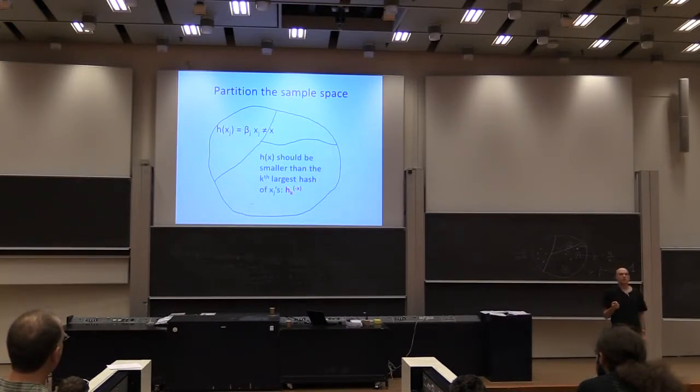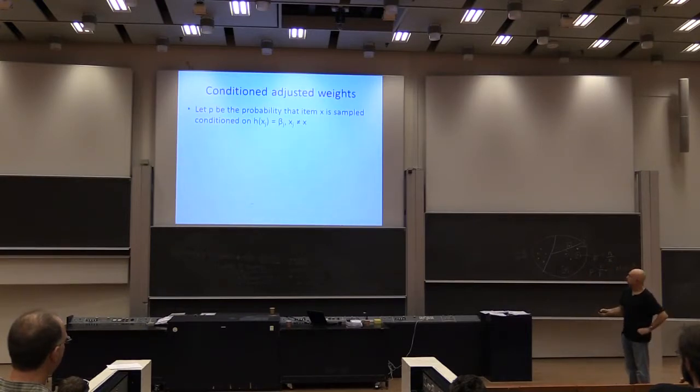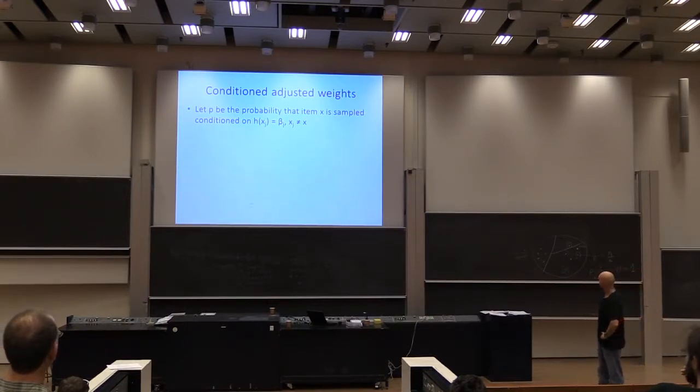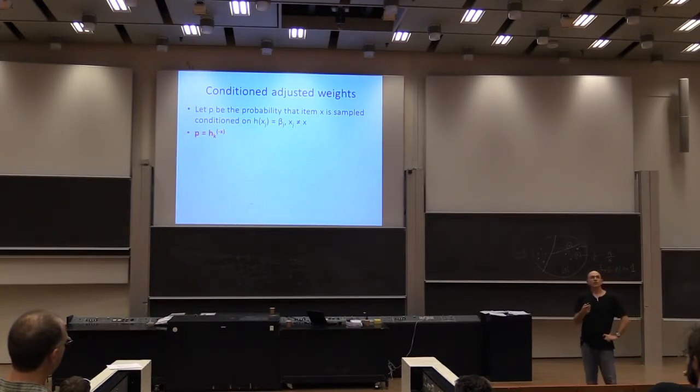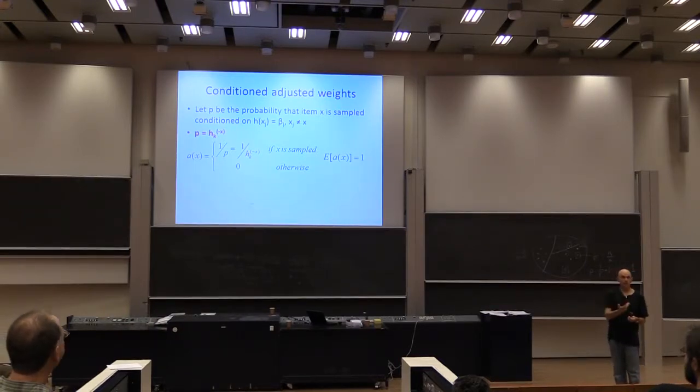So what can I do now? I want an estimator for the number of green items, right? My goal is to give an adjusted weight to the items. So we already know this, the probability that x is sampled conditioned on me being in this subset is this hk minus x. So now I can give an adjusted weight to x, conditioned on being in this subset. So remember, what is the adjusted weight? The adjusted weight is going to be, if x is not in the sample, it's going to be 0. And if x is in the sample, I want it to be 1 over p, where p is the probability of me being in the sample.